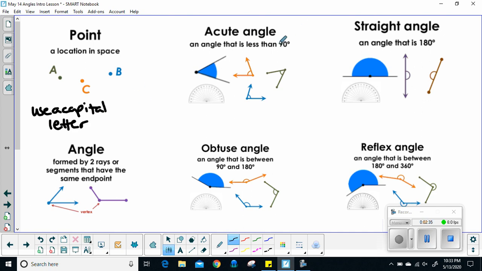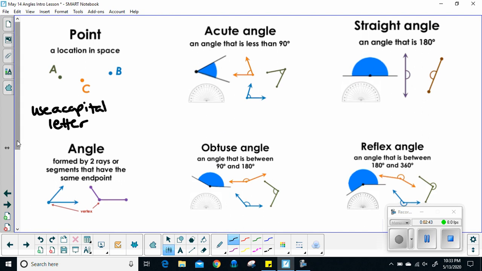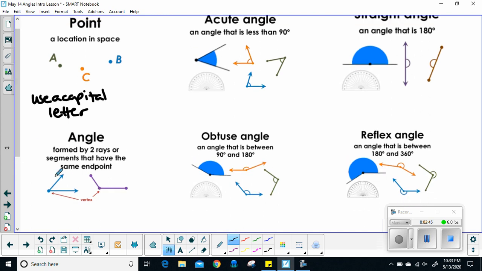An acute angle, remember, is one that's less than 90 degrees. A straight angle is 180 degrees, so that's our line. An angle is formed by two rays or line segments that have the same endpoint, so that's our vertex. So when we do talk about angles, and we give it some letters, so there's A, B, and C, we would call that angle ABC. So the vertex is always in the middle.